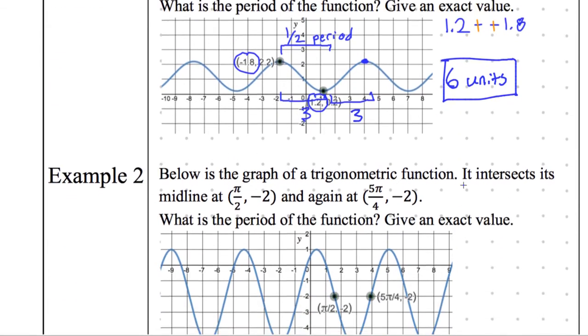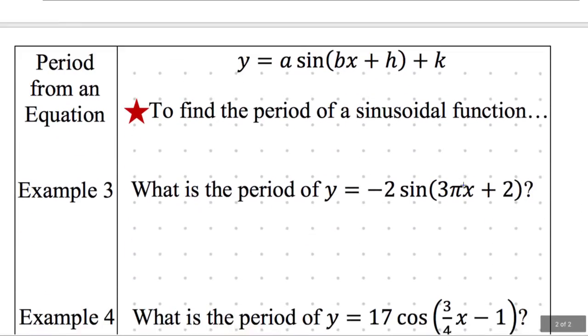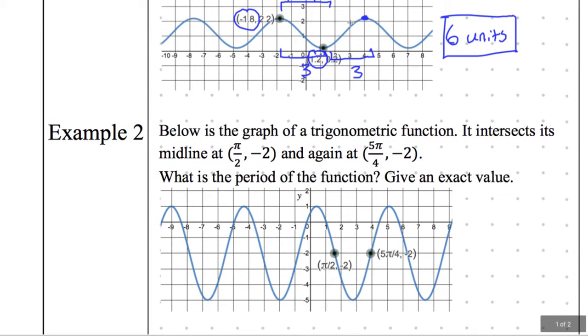Let's try another one. This one has pi's in it. I think we have, oh yeah, then we have to do equations. All right, I need to find the distance between here and here. I need to determine if it is half, a quarter, full, or whatever. So what do we think?